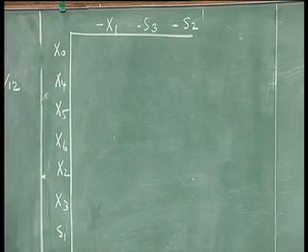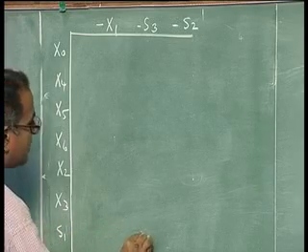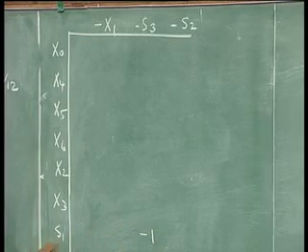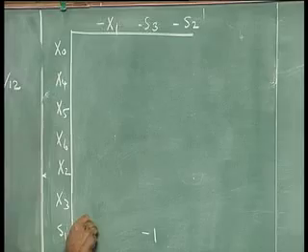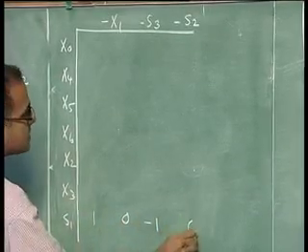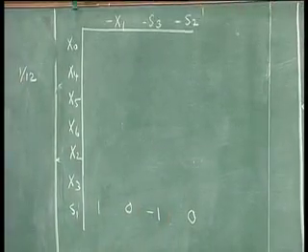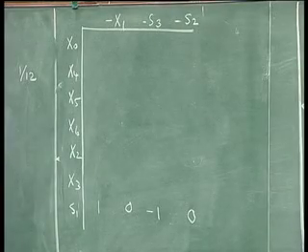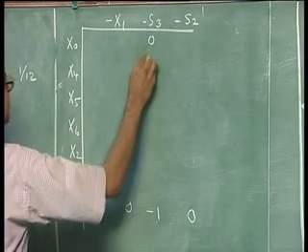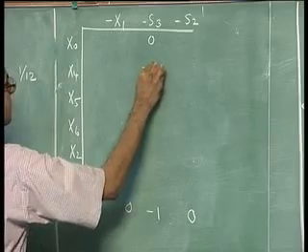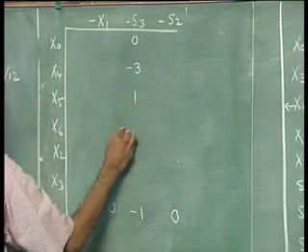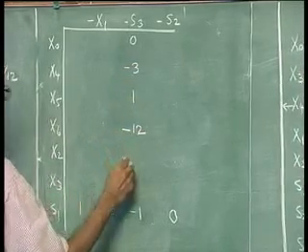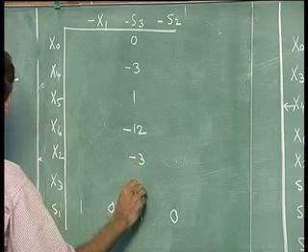Pivot becomes 1 by pivot. So, I have a minus 1 here, dividing by minus 1 I get 1, 0 and 0. Divide by negative of the pivot, I will get a 0 here, minus 3, 1, minus 12, minus 3, 2.